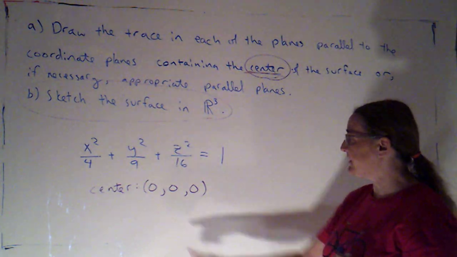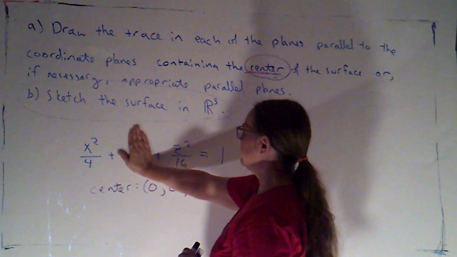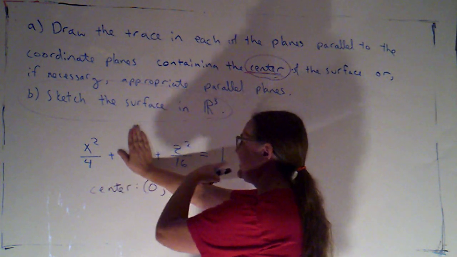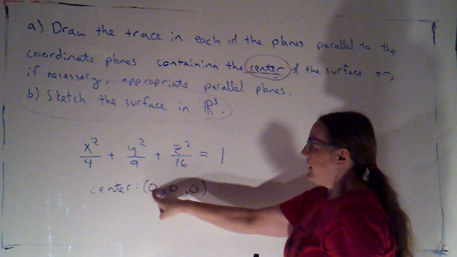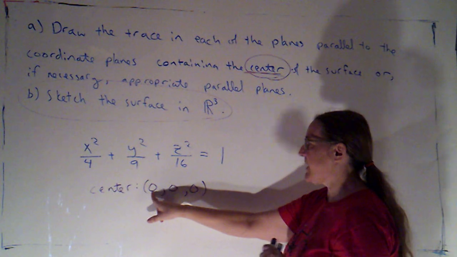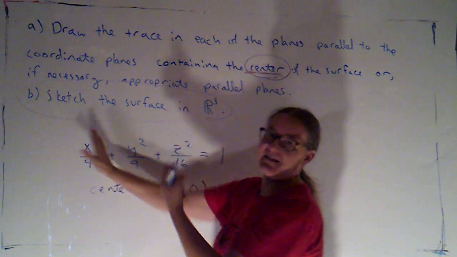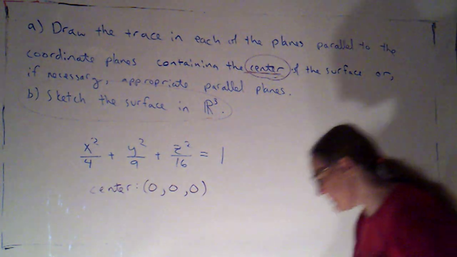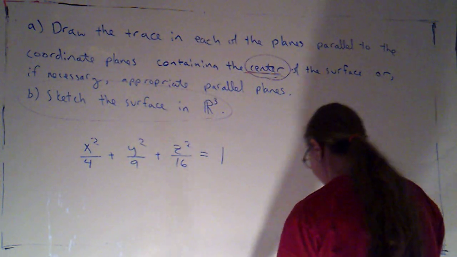Similarly, the xz plane would have as its equation y equals 0. If I plug in 0 for y, that kills off the middle term, and that's an equation for an ellipse. x equals 0 would be the equation for the yz plane, which does pass through the center here. If I plug in 0 for x, that's an equation for an ellipse. Okay, so let's take a look at our traces.